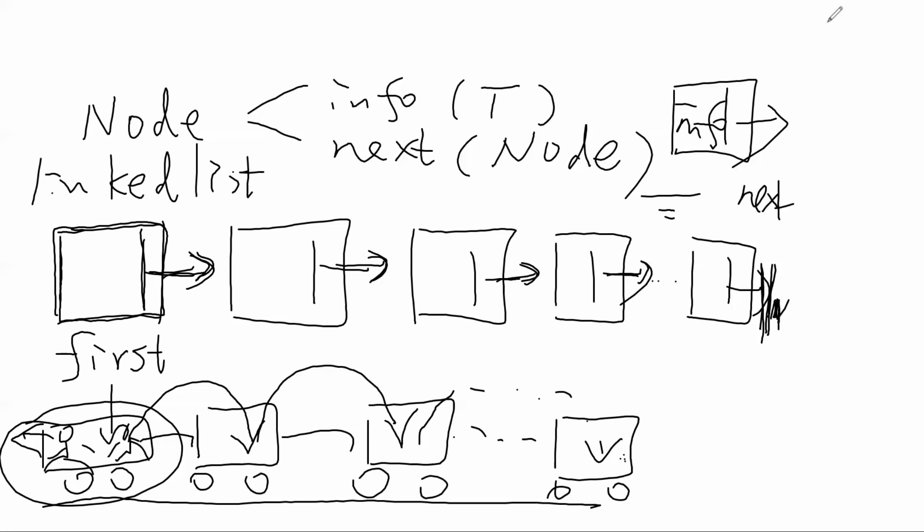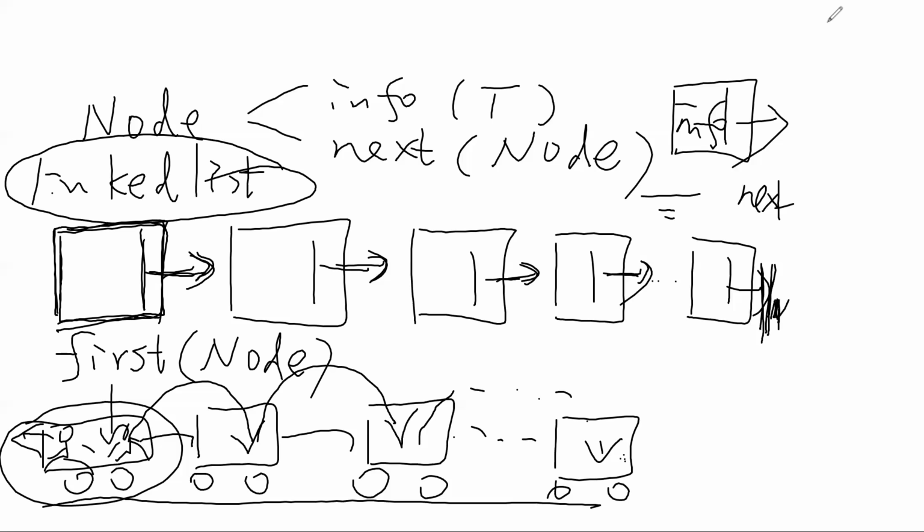And then, if you know the first node, the type of this is also a node. Once you know the first node, do we need to know anything else if I wanted to know this whole linked list? Basically, you don't need to. If you know the first, then basically you know the whole linked list.